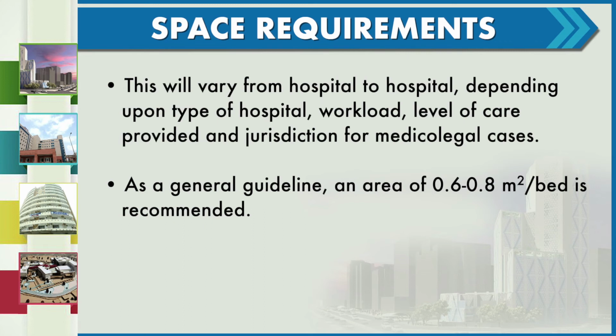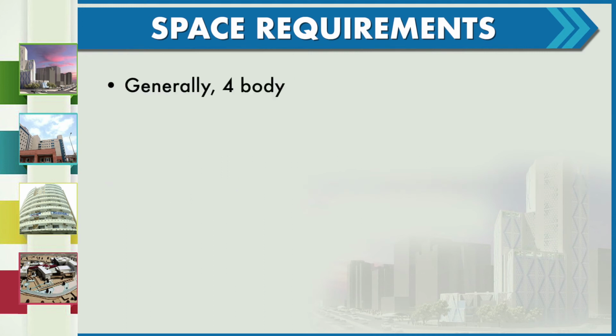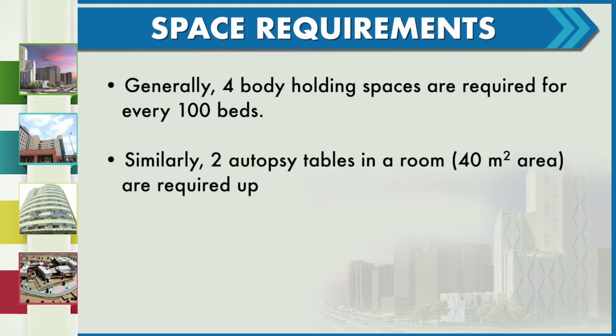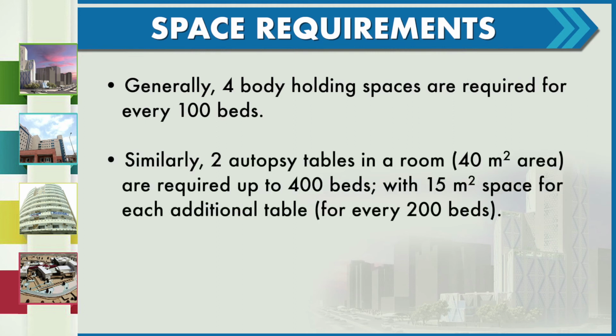As a general guideline, an area of 0.6 to 0.8 meter square per bed is recommended. Generally, 4 body holding spaces are required for every 100 beds. Similarly, 2 autopsy tables in a room of 40 meter square area are required for up to 400 beds with 15 meters square space for each additional table for every 200 beds.